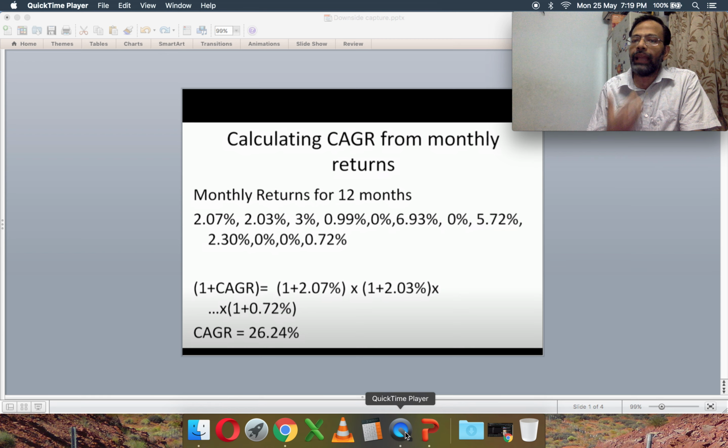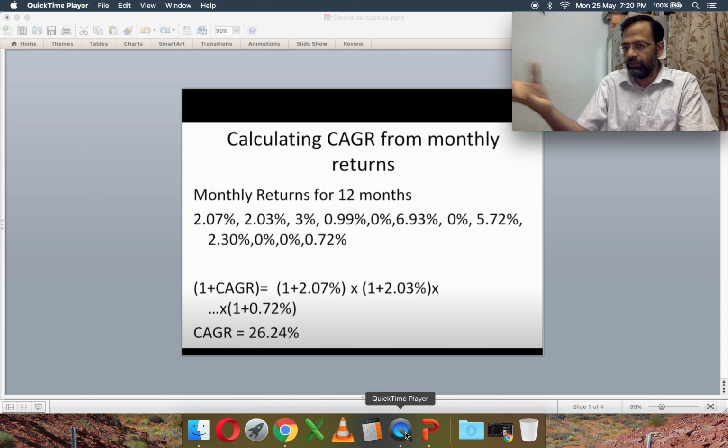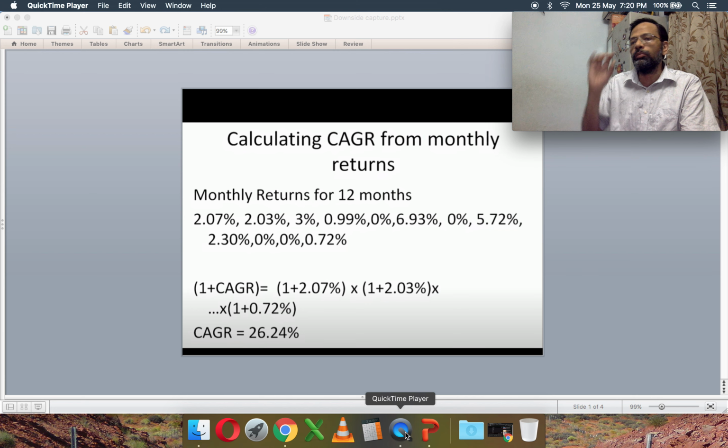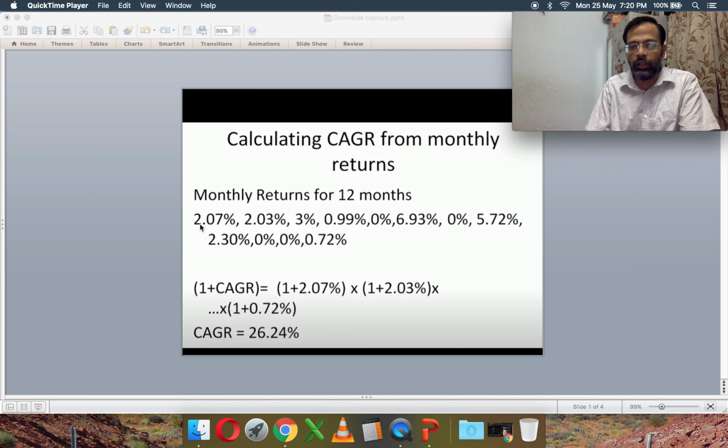If I want to calculate the growth of, let's say I start investing 100 rupees. So I invest 100 rupees, and after 1 month, that 100 rupees would be 100 into 1 plus 2.07%. The next month it would be that into 1 plus 2.03%, the second month's return, and so on and so on. But I'll get some money at the end of 1 year.